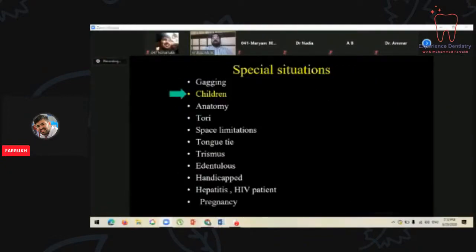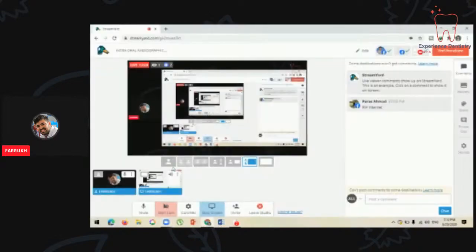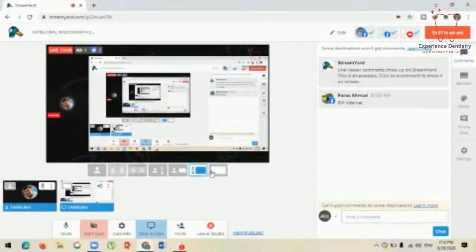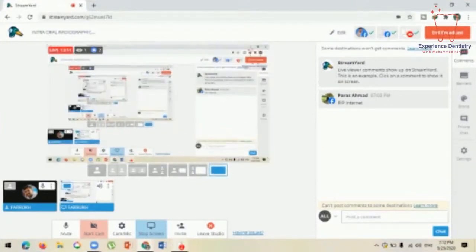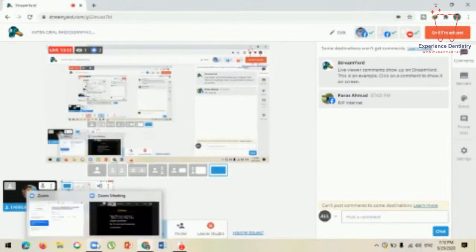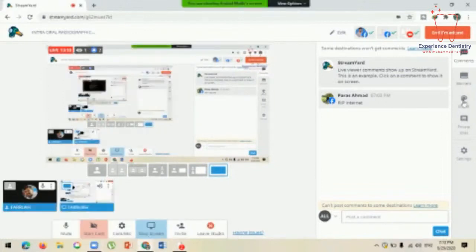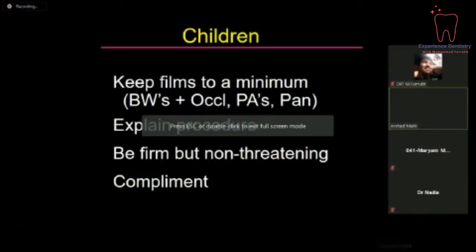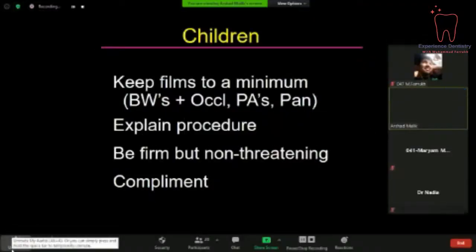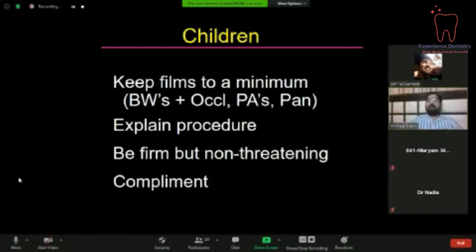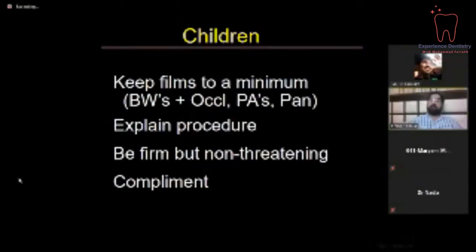The second is children. Children are also very naughty, sometimes very difficult as well. But you have to choose which type of radiograph you favor. Bitewing is good, you can take it, but sometimes it is not possible. The PA and panoramic view is easy for the child. Go ahead, because it is not an intraoral procedure.